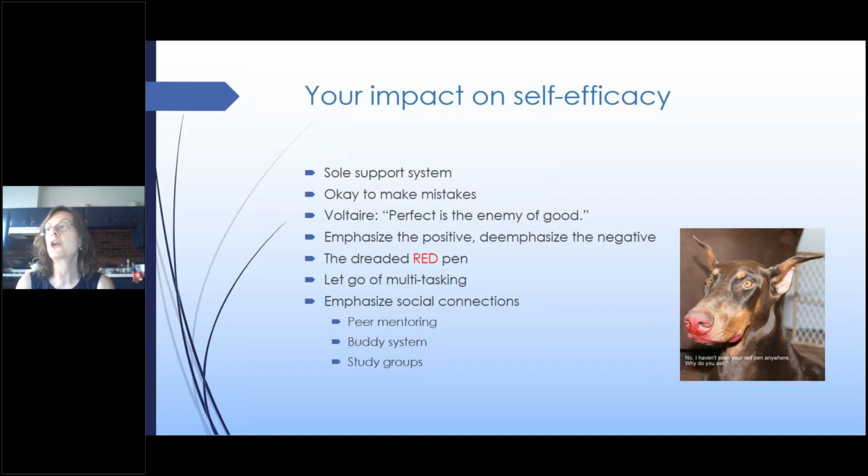Emphasize social connections. One of the sessions that I attended was given by the University of Nevada at Reno, and they have a wonderful peer mentoring program, specifically for learners with disabilities. So you might want to form a formal peer mentoring program. I have had students who just on their own pair up or form their own little study group.